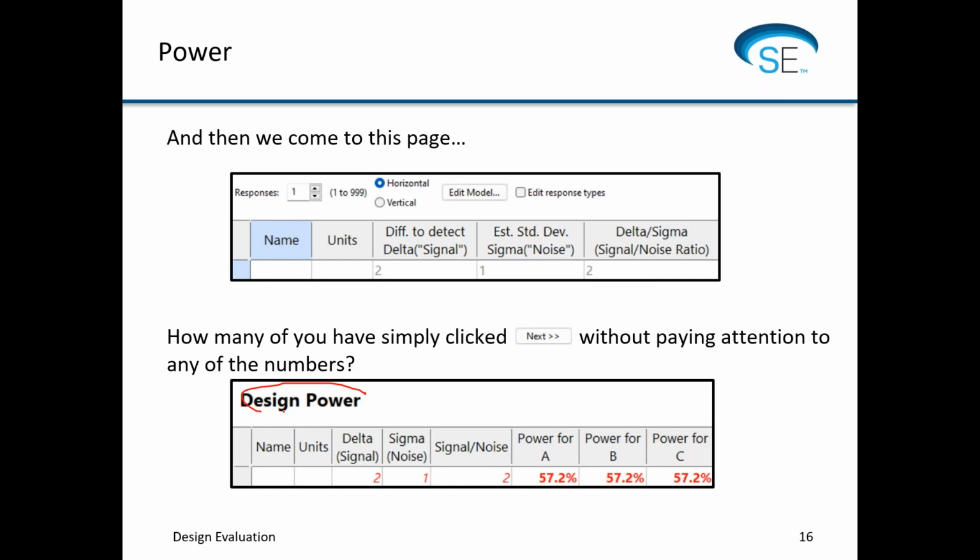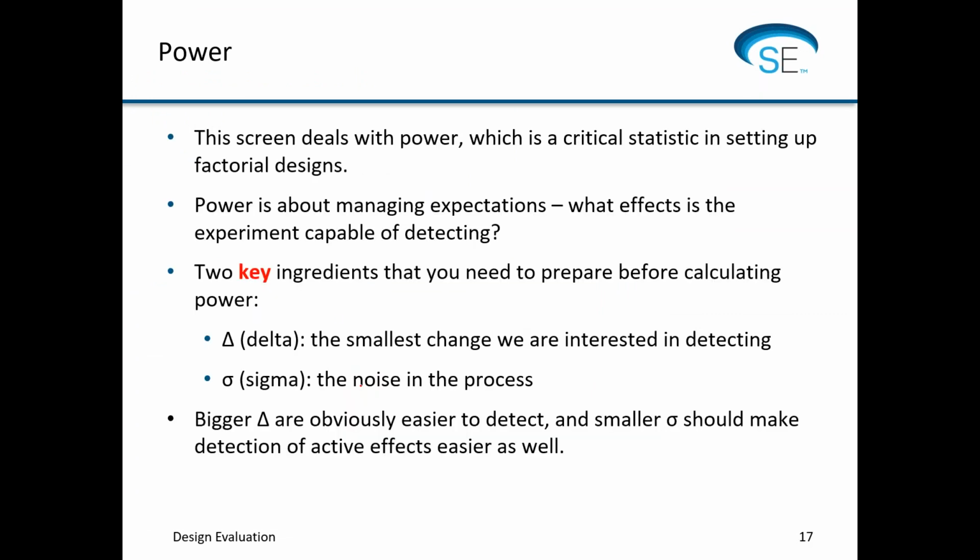So as I said before, this is the design power screen. It deals with power, which is a critical statistic in setting up and evaluating factorial designs. Now, power is all about managing expectations. What effects is the experiment able to detect?